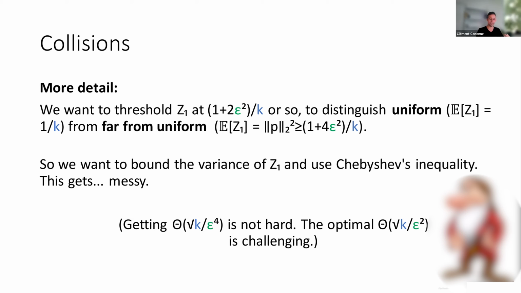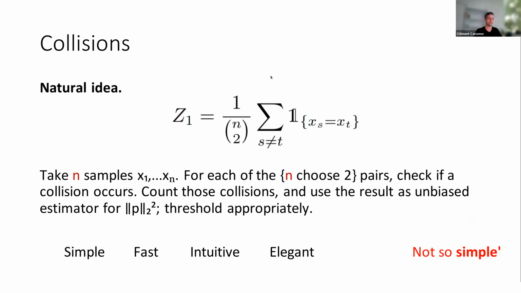And the issue with Chebyshev's is that computing the variance of a sum of independent things is really easy. I mean, it's just the sum of the variances. But these things are not independent. They're not pairwise independent, etc. Because I look at all possible pairs to see if there's a collision.